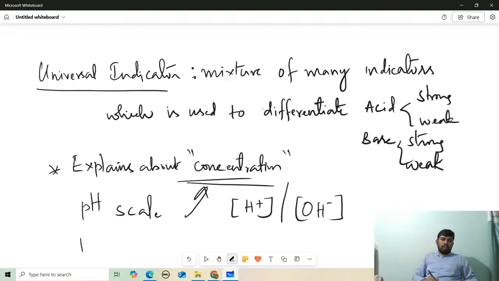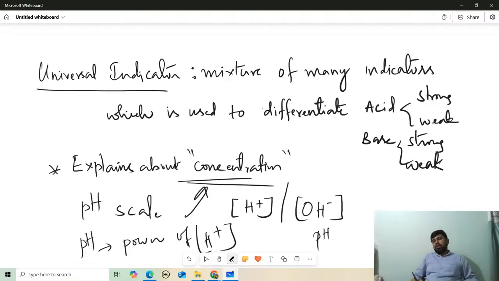Here pH means power of H plus ion concentration. Okay, it can be written as pH is equal to negative log of H plus ion concentration. This box represents our concentration. Okay, and as you see, that is what they have given to discuss.